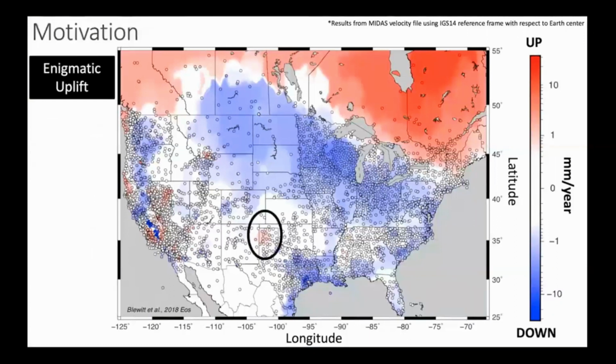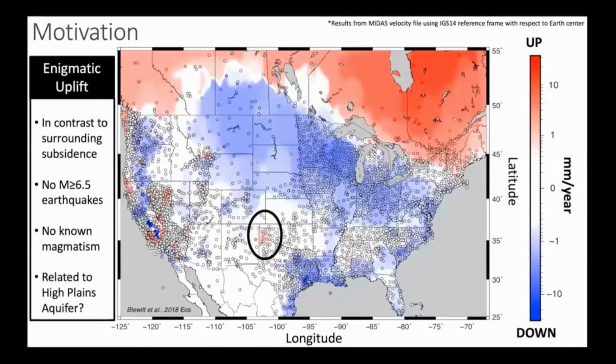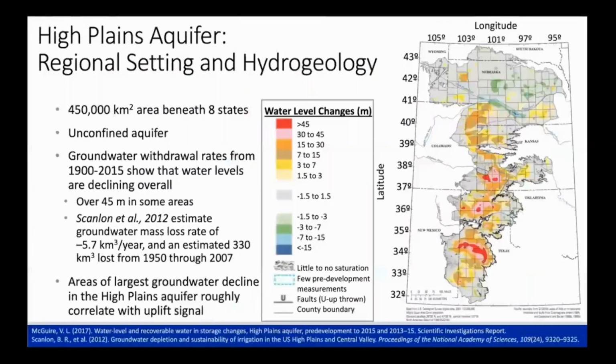So GPS imaging can also be used to discover previously unknown signals and investigate the cause of the motion, such as this one in the central United States that is in contrast to the downward forebulge collapse signal. There's no known tectonic activity great enough to cause post-seismic rebound, which is generally magnitude 6.5 or greater. There's no known magmatism in this area, but it does include the High Plains Aquifer, so maybe they're related. So some background on the High Plains Aquifer.